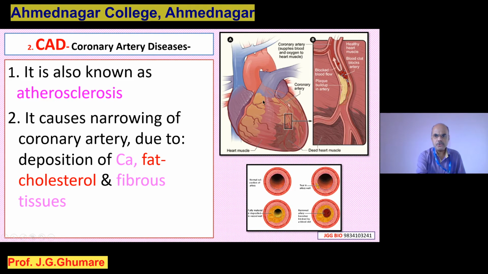If a deposition of material takes place from inside the blood vessel, this problem is called atherosclerosis. It mainly occurs with the artery which is supplying blood to the heart itself, the coronary artery. Here I am showing deposition of material. The deposition mainly consists of calcium and fat like cholesterol and fibrous tissue that accumulates here.